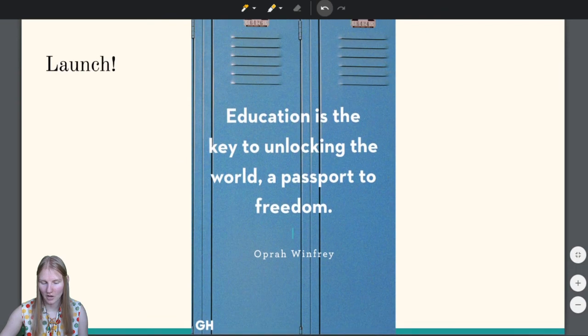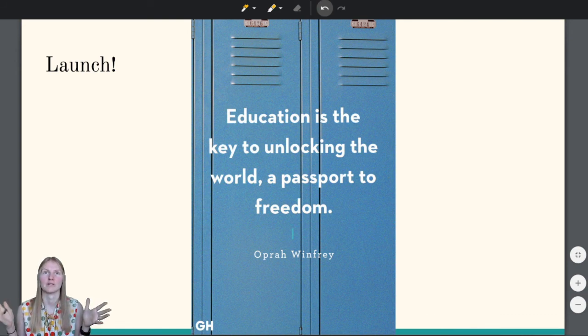Alrighty. Our launch today comes from Oprah Winfrey, and she says, "Education is the key to unlocking the world. It is a passport to freedom." I love this, and honestly, I would like to hear Oprah talk more about it instead of my interpretation, but I'll give you my interpretation since I'm here and Oprah's not.